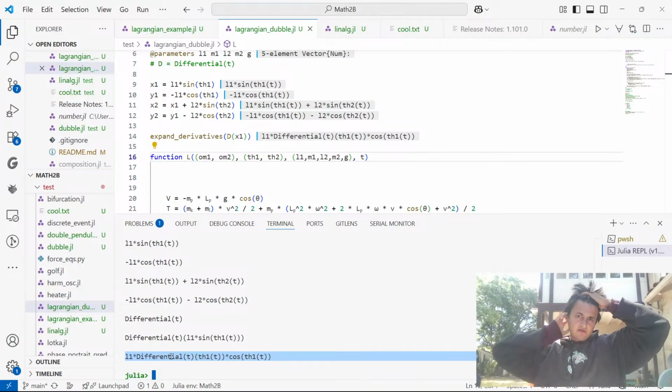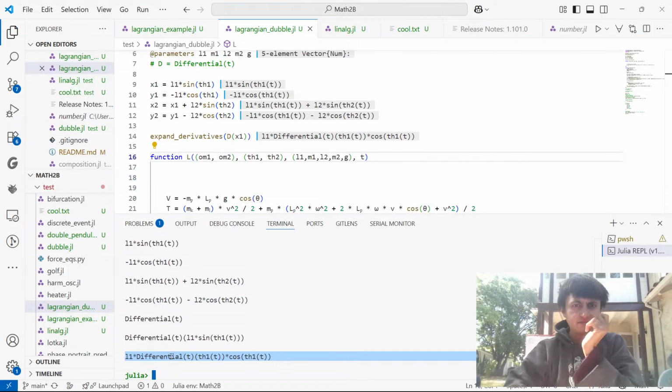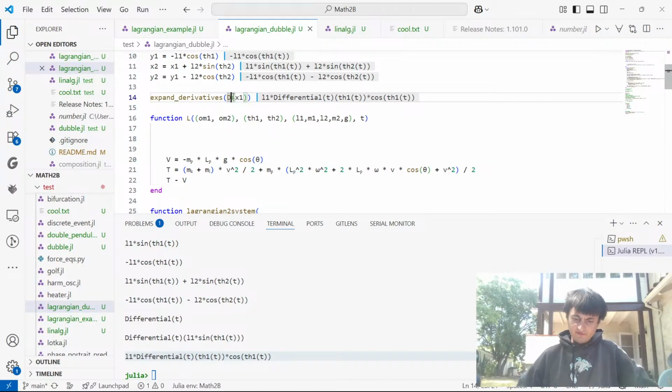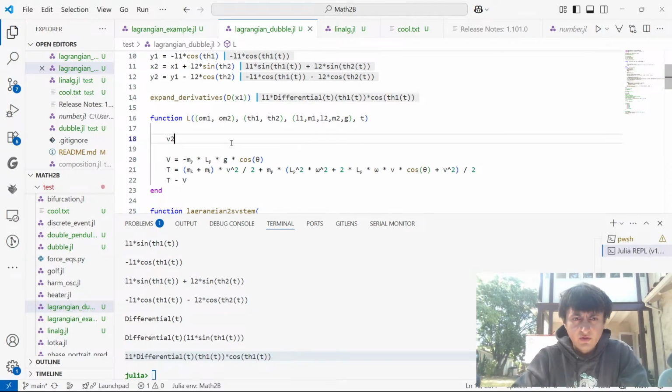But actually, I'm a little concerned, so perhaps I should just leave it, because we have the simplified version. We have, for instance, that v1 squared is equal to, just by doing the algebra manually, L1 squared times theta dot 1, so this is going to be omega 1 squared.